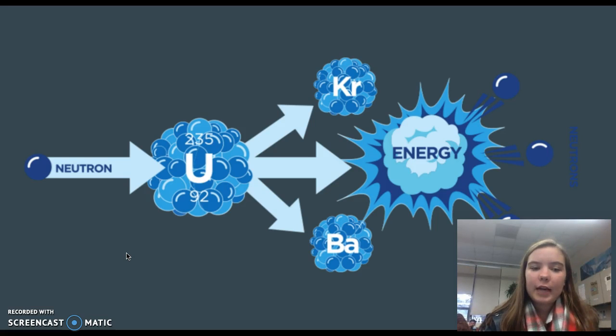And this is a diagram explaining nuclear fission, and as you can see, you have the uranium atom being split apart into two different atoms, which in turn creates energy.